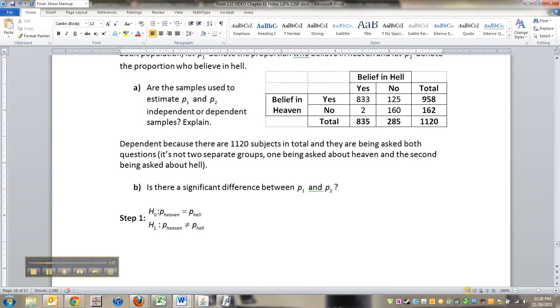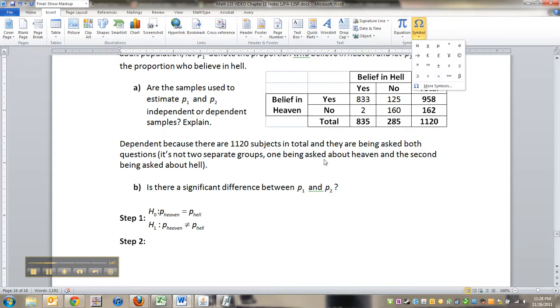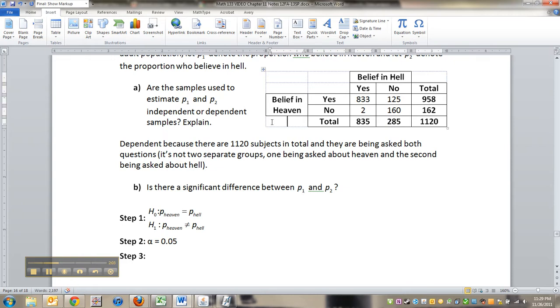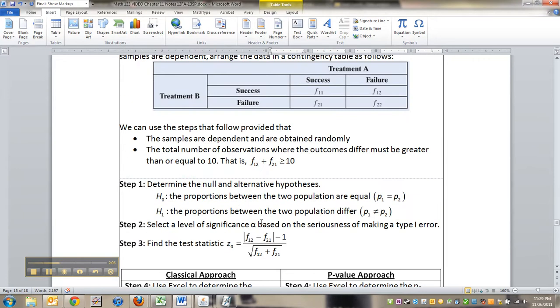Step 2, we need an alpha. They didn't give us one, I don't think, so we'll just make it 0.05 like usual. Why not? And if you really want 0.01, knock yourself out. But I'm going to do 0.05. Step 3, we need that test statistic. All right. And the formula for it's right up here.